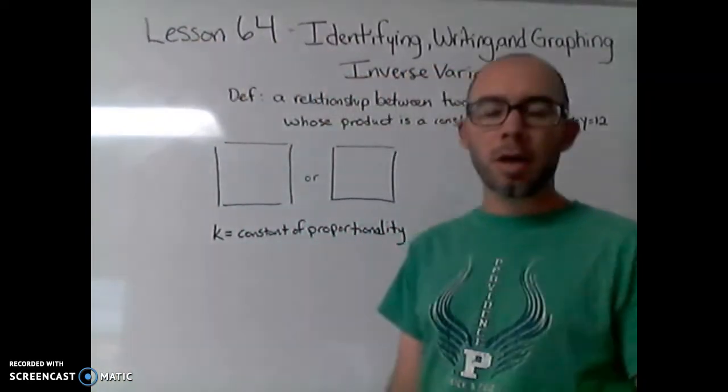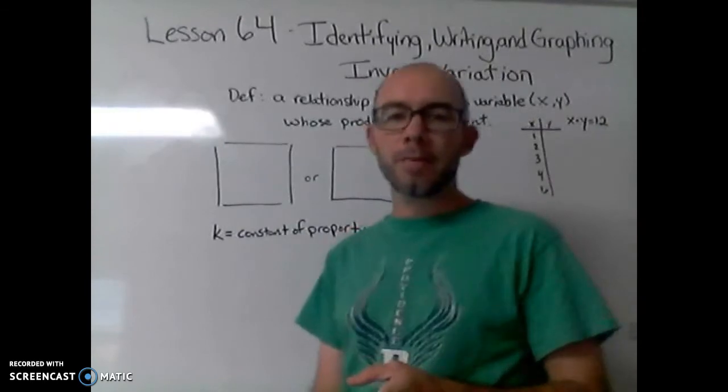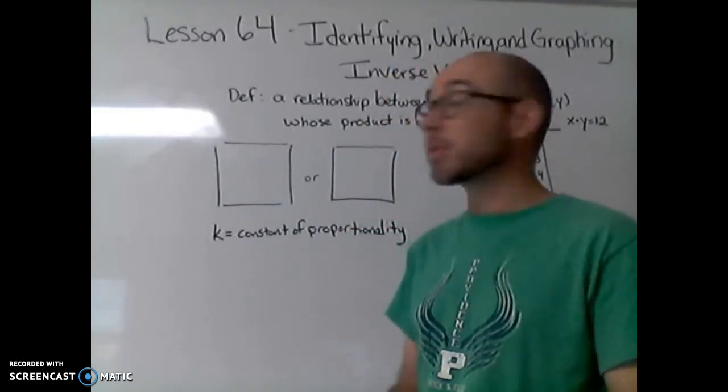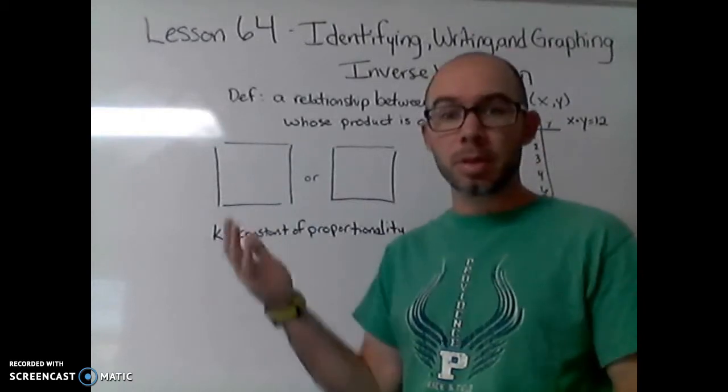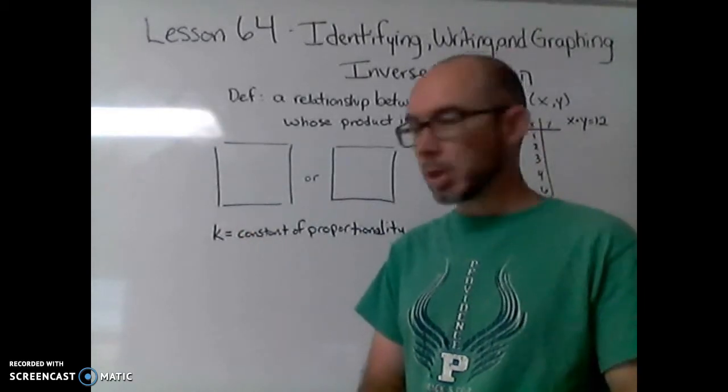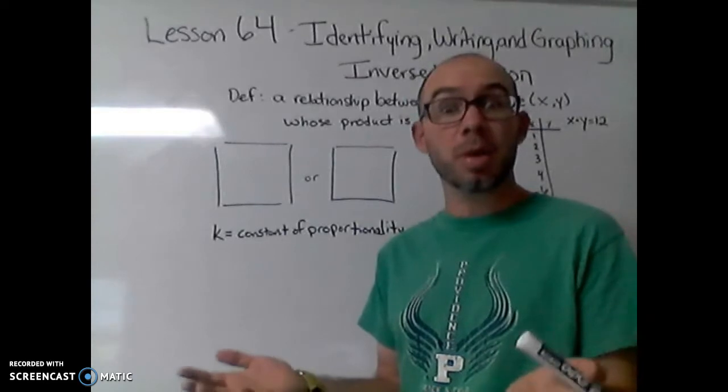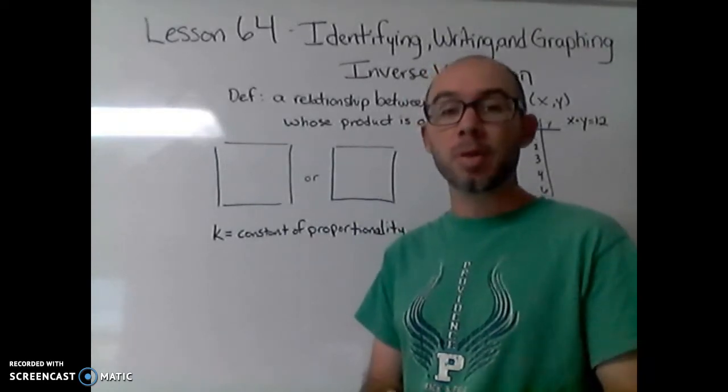Okay, let's start off first with what I believe you've had, direct relationships, so direct variation, where if one thing goes up, so does the other one. Like age and shoe size, pretty much normally, one goes up, so does the other.